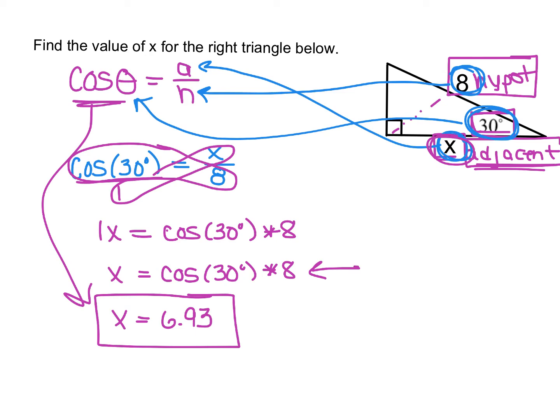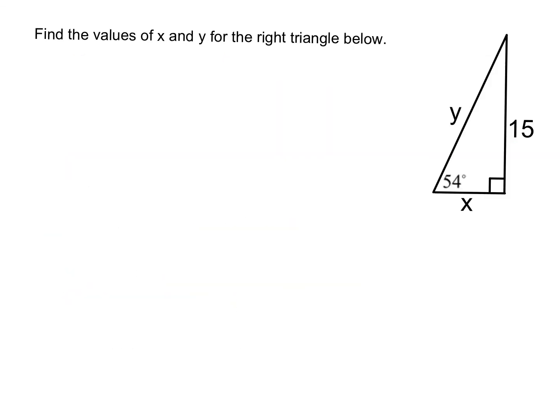But as long as you have it in degree mode, it will give you that your missing side length is 6.93 units. So let's try one more example here. When I take a look at this, I see that I have a right triangle and I have my angle of 54 degrees. My 15 is my opposite side length because it is opposite of my angle. My y value here is my hypotenuse because it's across from the 90-degree angle. And then the x is my adjacent.